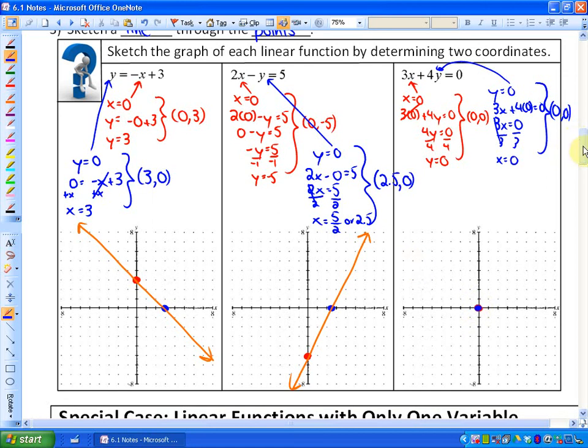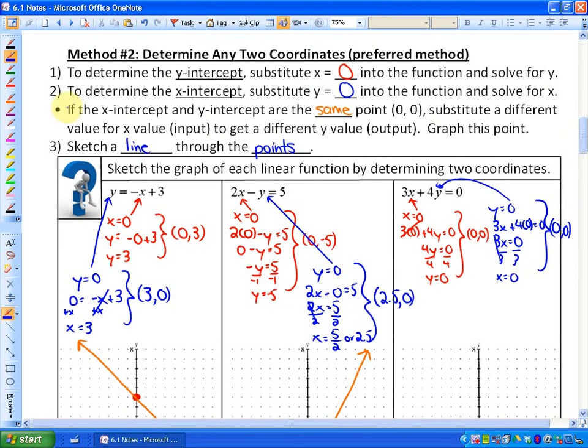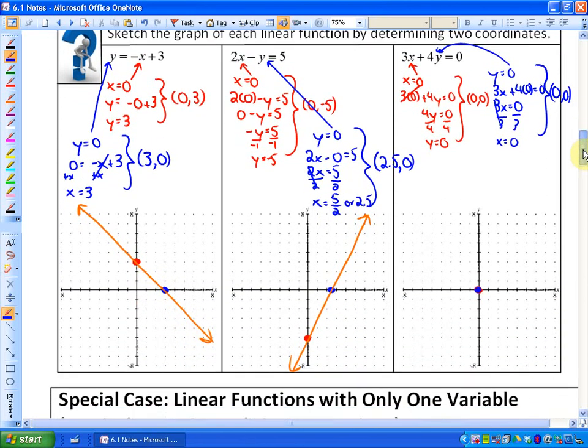So that gets me to the last issue here. If the x-intercept and y-intercept are the same point, which would be (0, 0), substitute any different value in for x to get a different y value and graph this point. So in this example, just choose any value for x. You can just choose that out of your brain. I'm going to choose 4. So I'm going to try when x equals 4 what happens. So substitute x equals 4.